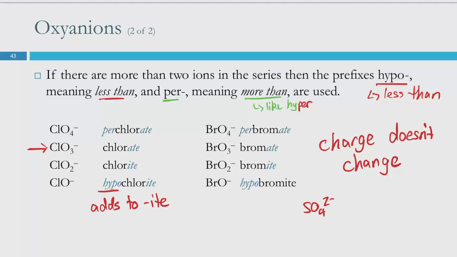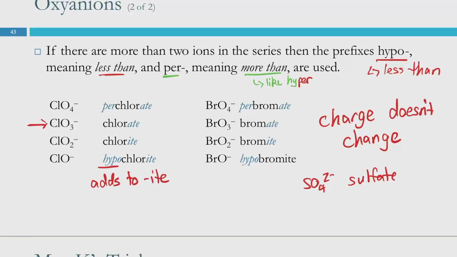SO4 2 minus is sulfate, just to give us an example with more than 1 charge. If we take this down to SO3, that's the one that changed, 2 minus. This is sulfite. So the charge is always going to be the same. The way that we change the oxygens with the name is always going to be the same. The number of oxygens for the ATE ending is not always going to be the same. It's frequently different. I think it's always 3 or 4 though.